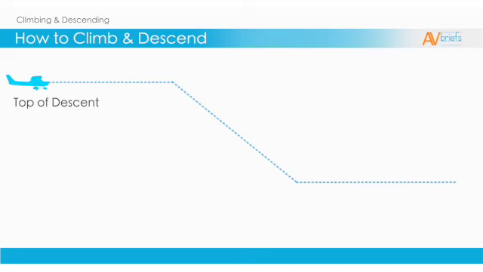Top of descent. Lookout. Power, plus attitude, equals performance. Hold, stabilize. Trim. Wings level. Balance ball centered. Heading in the right direction.